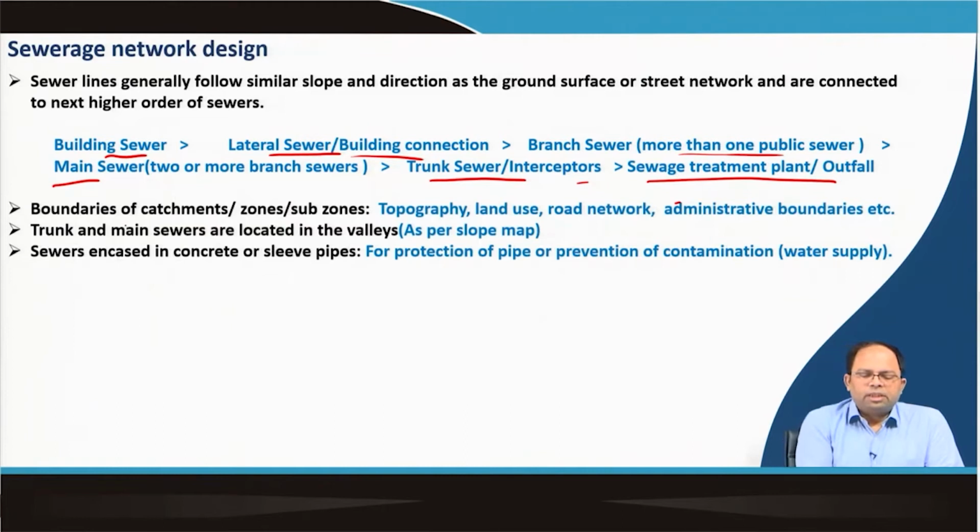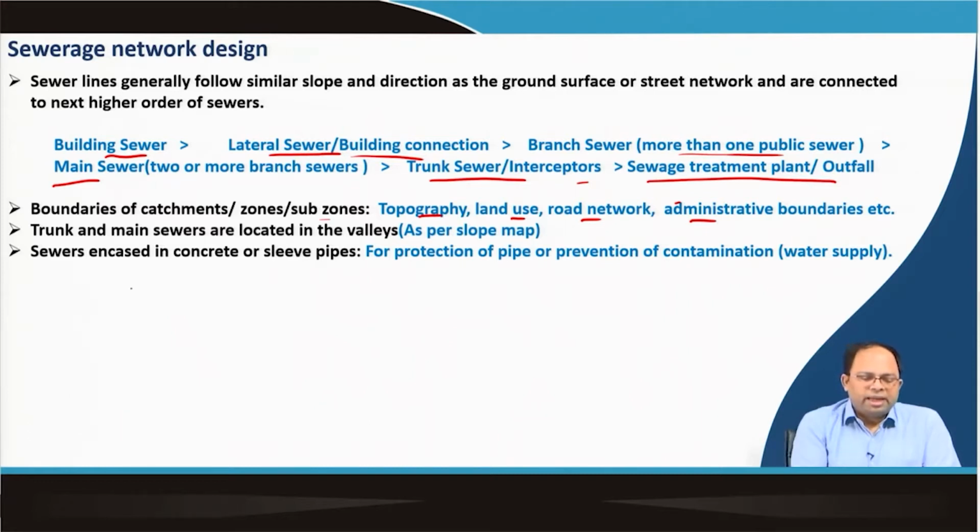So first we need to determine the boundaries of catchment zones and subzones. For that we require topography, land use, road network, administrative boundaries, and so on. So these are the basic information that we require, and trunk and main sewers are located in the valleys. I will explain that later on. So as per the slope map, you will find that at certain parts, the lowest part along that particular slope map, we will have to lay our main sewer lines, because those are the main lines where all the other branch lines will come and then they will be drained.